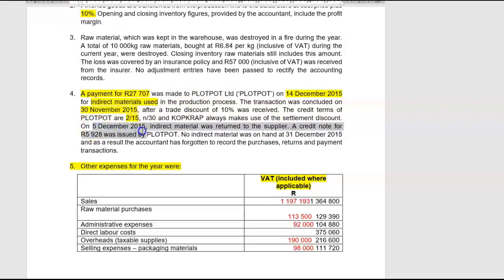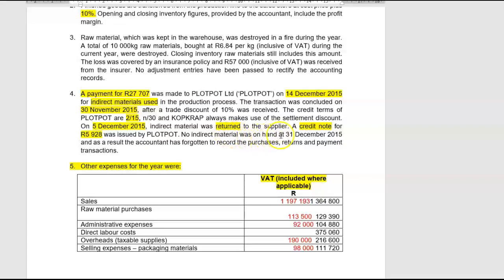On 5 December 2015, now when did we buy the stuff? On the 30th of November. When did we return some of this stuff to the supplier? On the 5th of December. When did we pay the creditor? We paid him on the 14th of December. So before we paid him, we returned certain of this material to him, and they give us a credit note amount. They said the total credit note amount was 5928. Now that is the source document, and the source document will always include that.